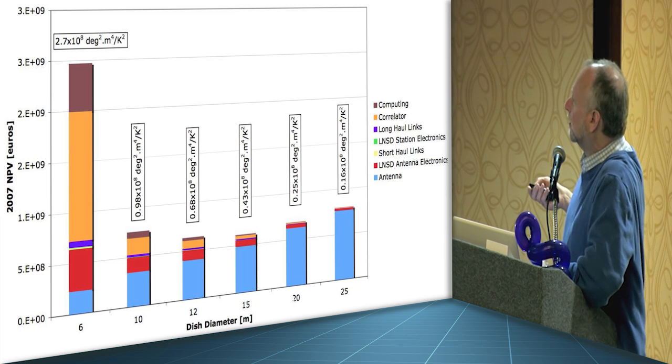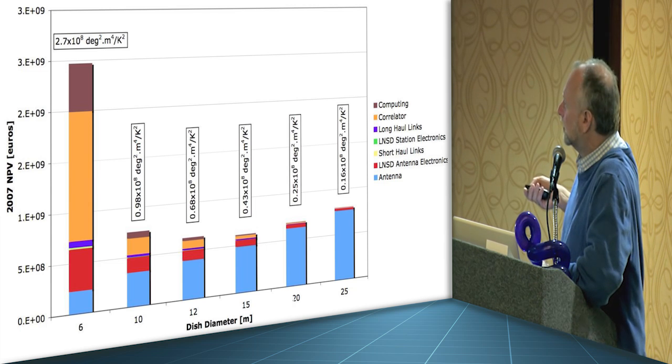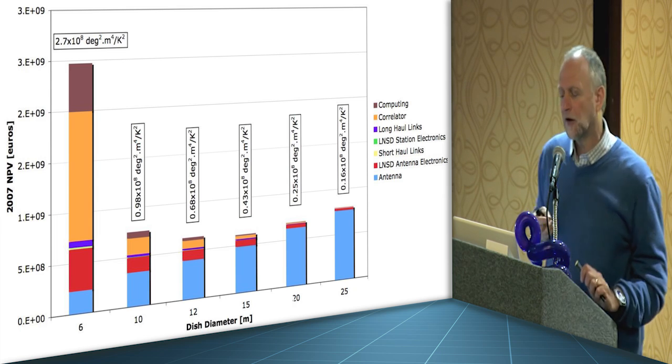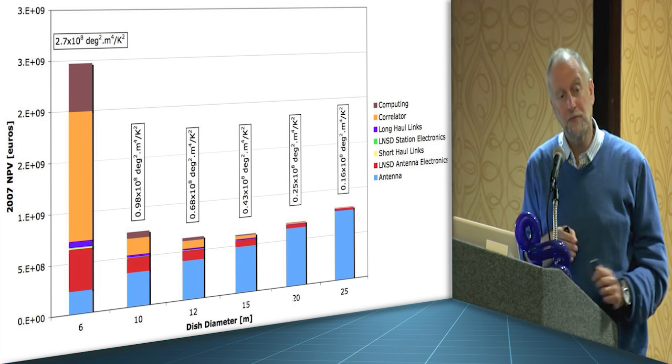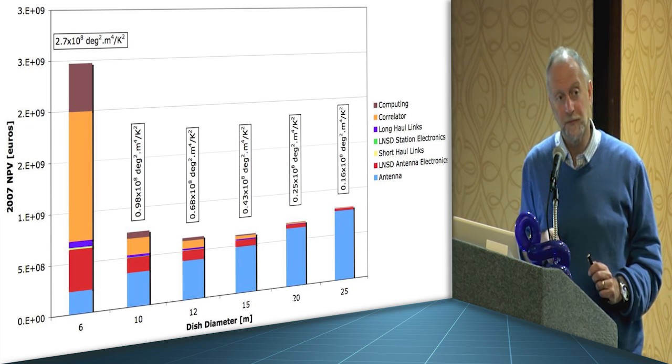The networking, I think, is shown, it's not really dominant in these things. The computing is the brown thing. The data rates are linear with the number of dishes, but the computing goes as the square of the number of dishes.